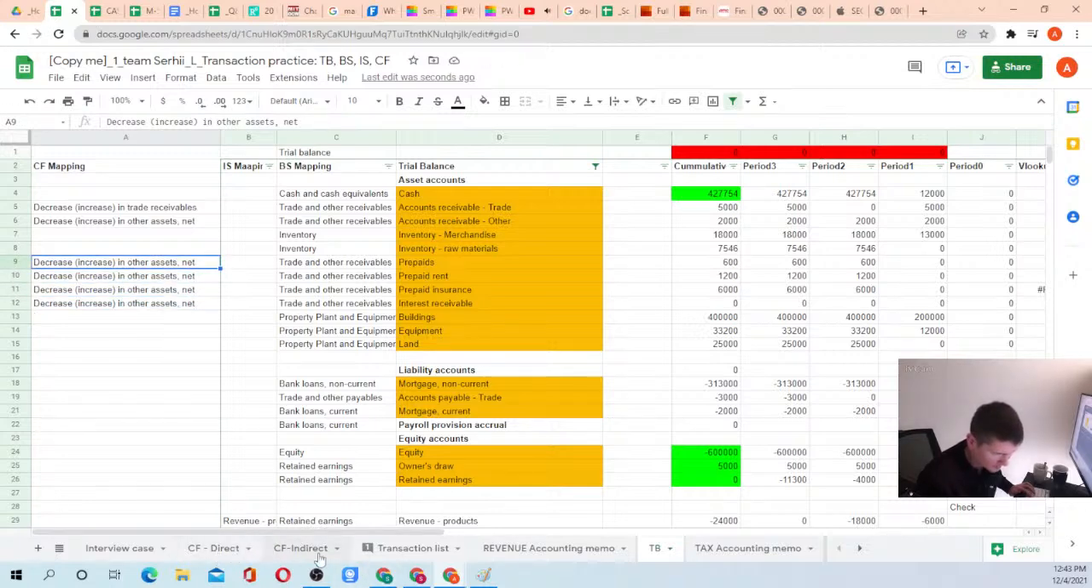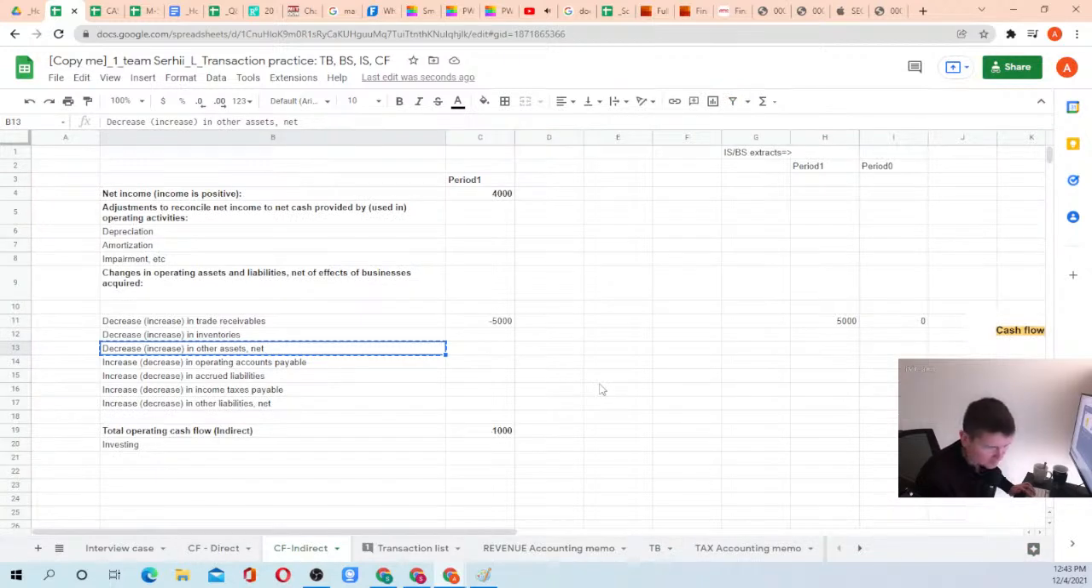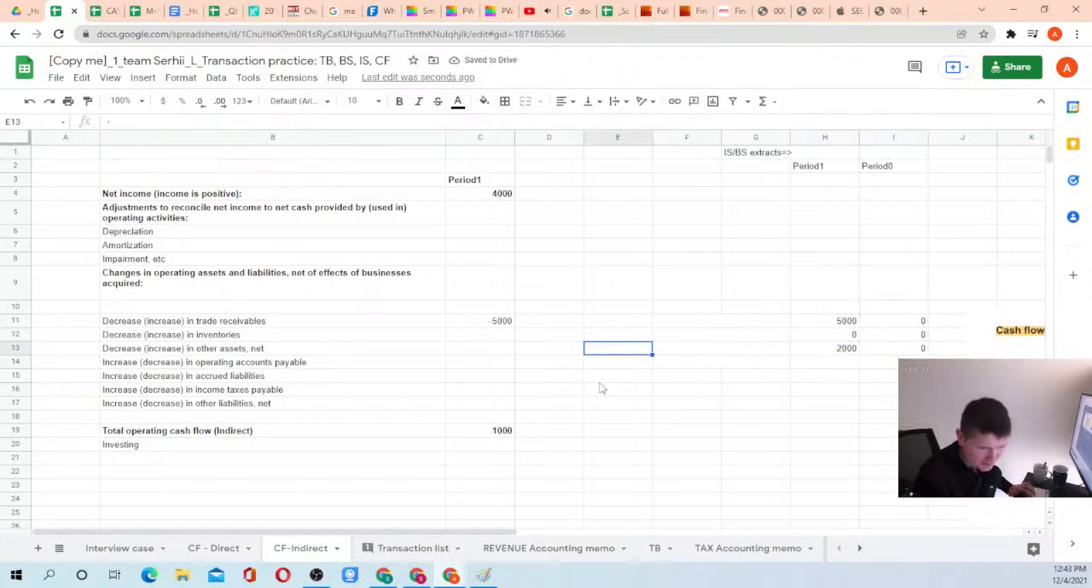Let's go to our formula. Let's copy it for inventories, for other assets and liabilities, and that's pretty much it. We have another effect. So our other assets and liabilities increase. That's why we are correcting our net income here.